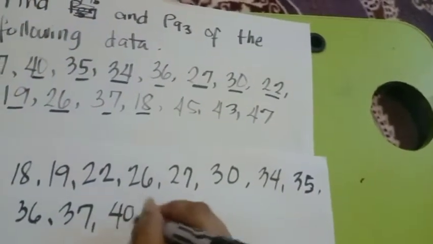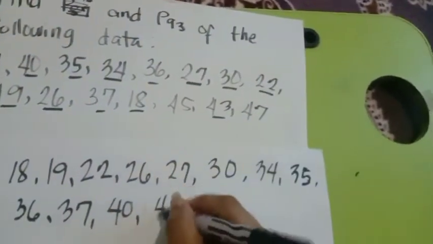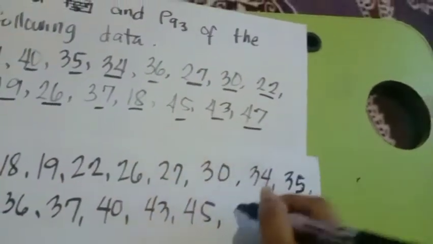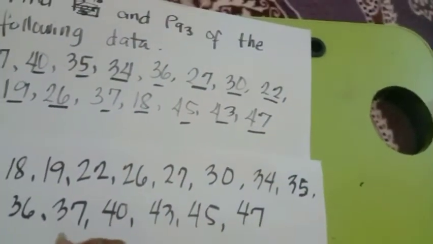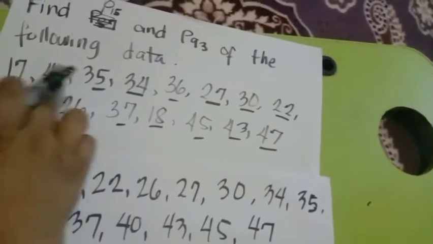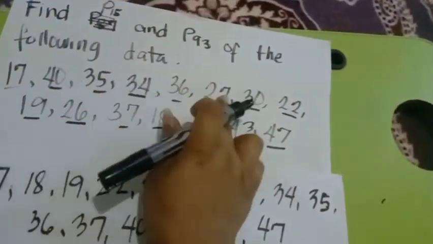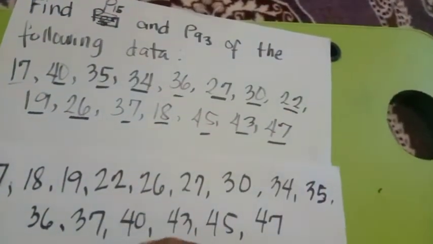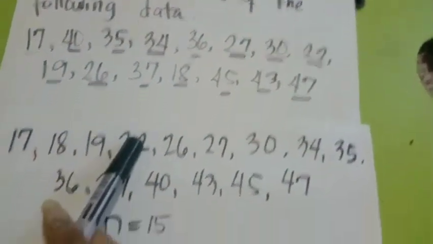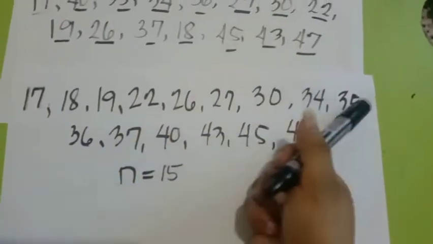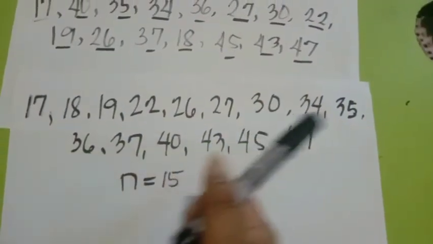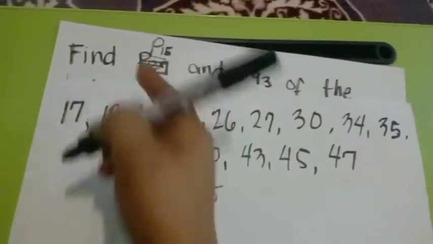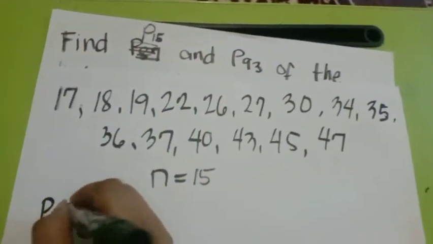40, 43, 45. Then, last is 47. So, yung n natin ay ilan? 1, 2, 3, 4, 5, 6, 7, 8, 9, 10, 11, 12, 13, 14, 15. Okay, correct. So, unahin natin yung 15th percentile or P15.